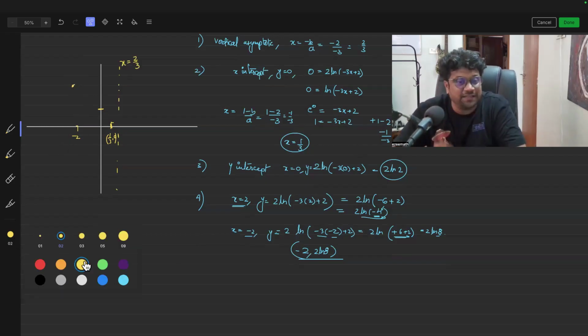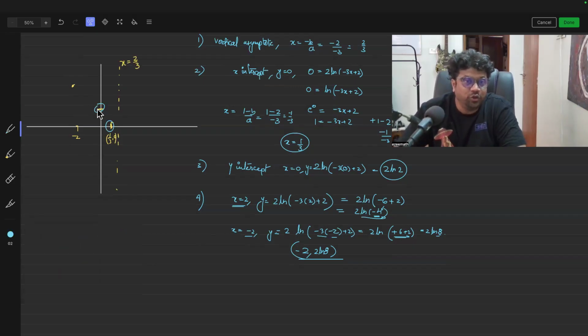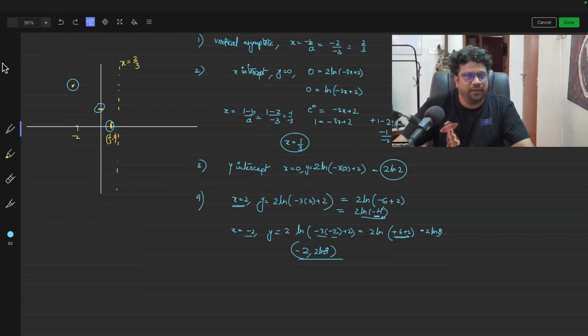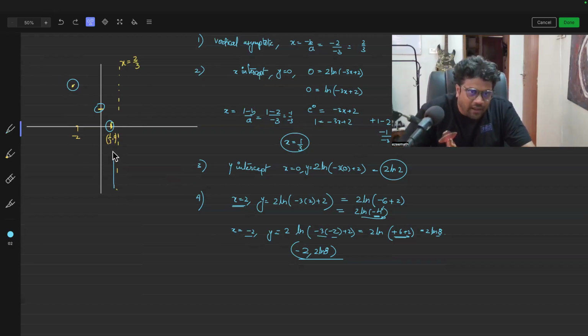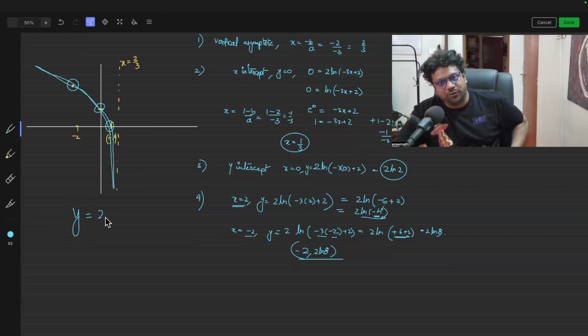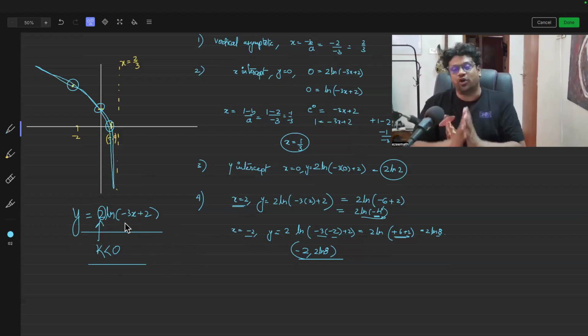And with those points in place, like I told you, 1, 2, 3, and the boundary in place, don't you see the curve, man? Look at that. There it is, your curve. Of course, I can't be this accurate. I'll try. There. There is your curve. That's what it'll look like. That was y equal to 2 ln of negative 3x plus 2. And again, with k being negative, which means this particular thing, well, it's your job to figure it out.